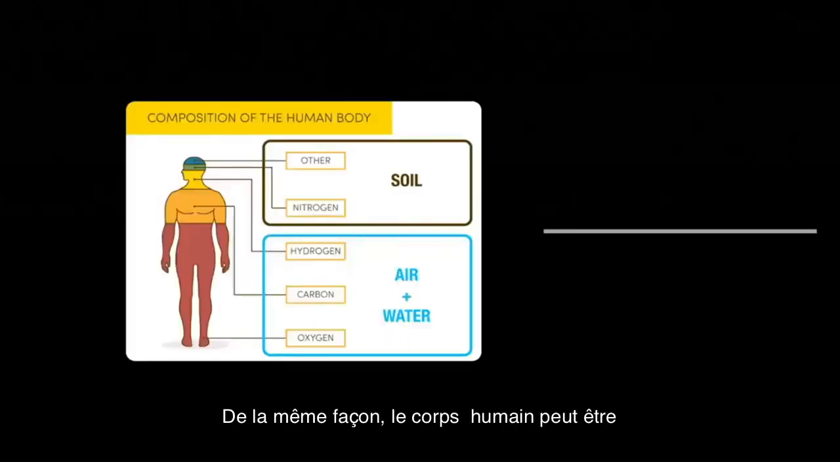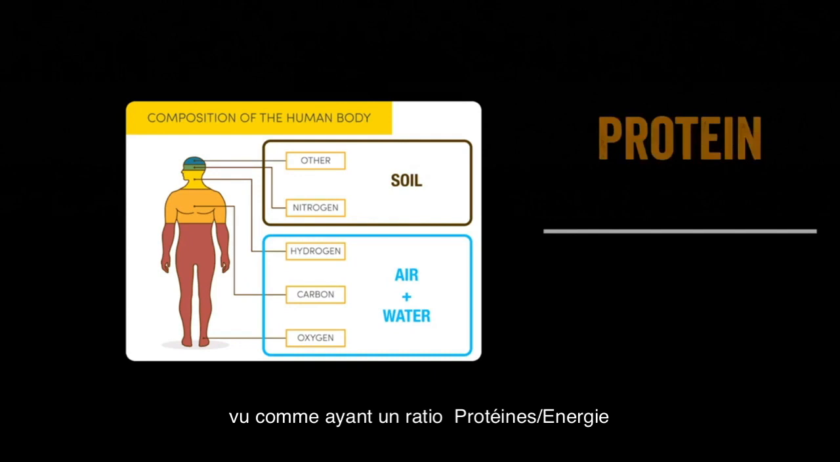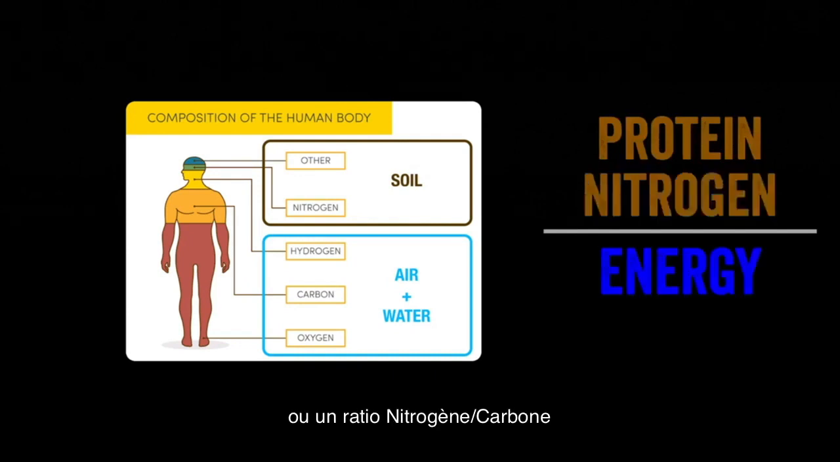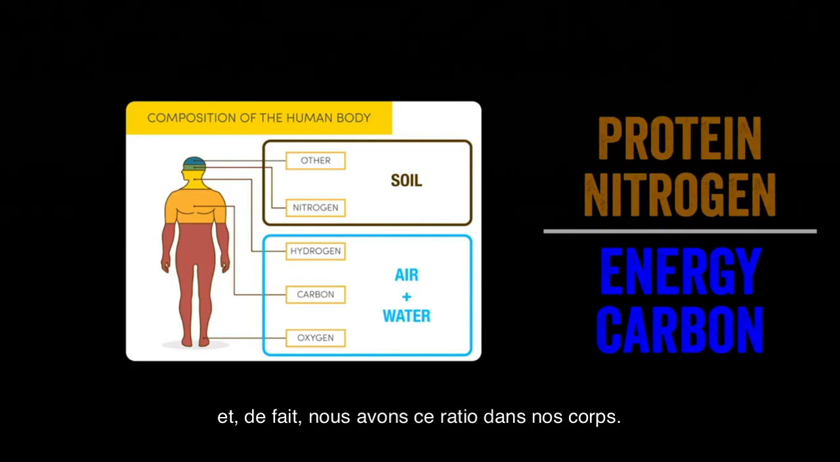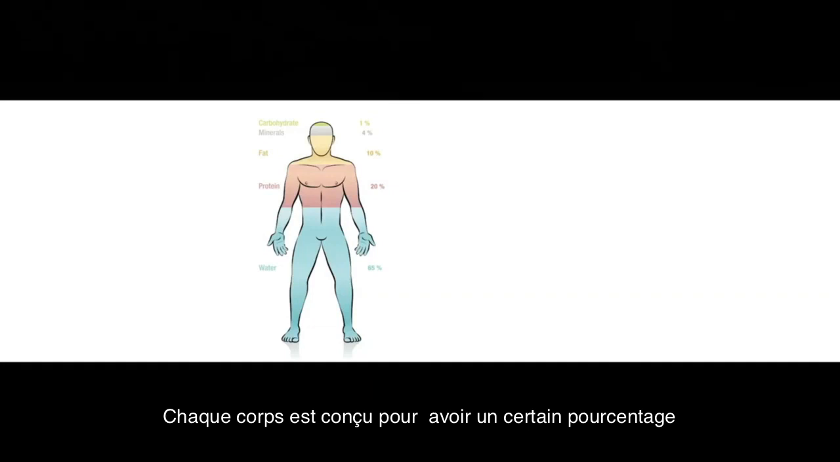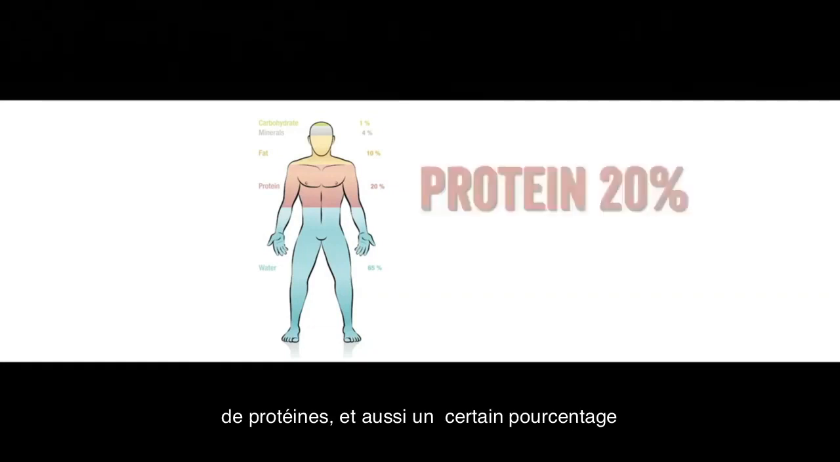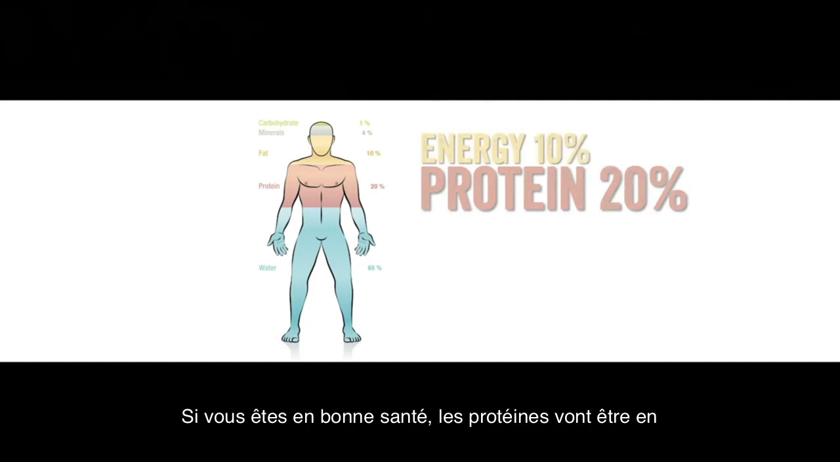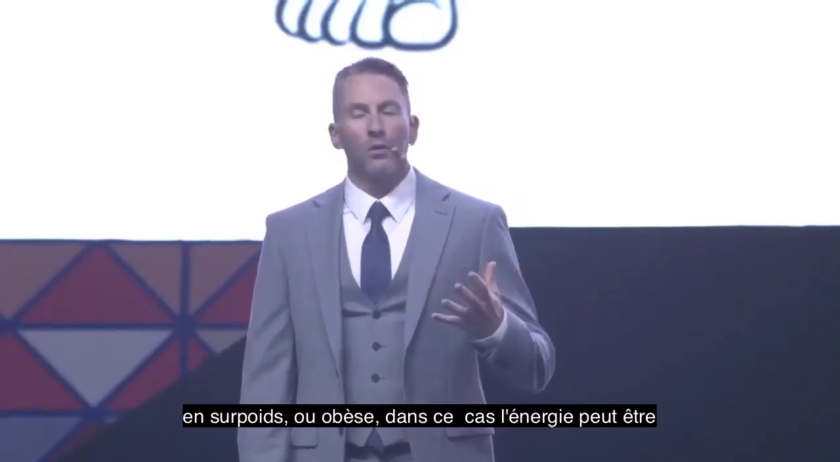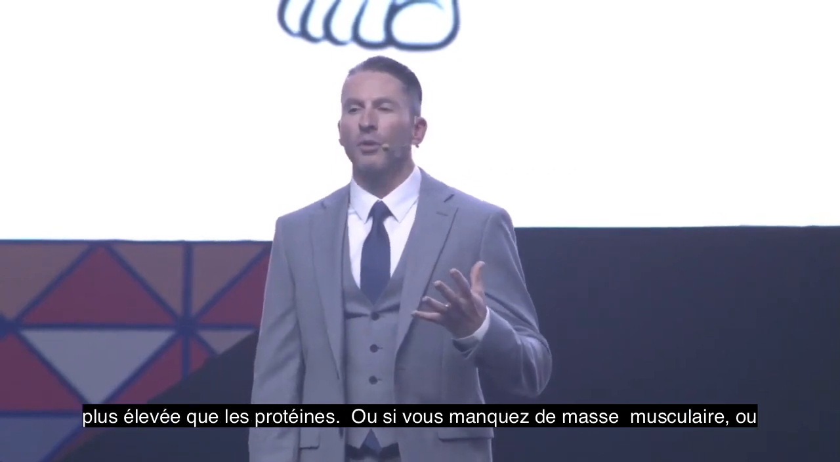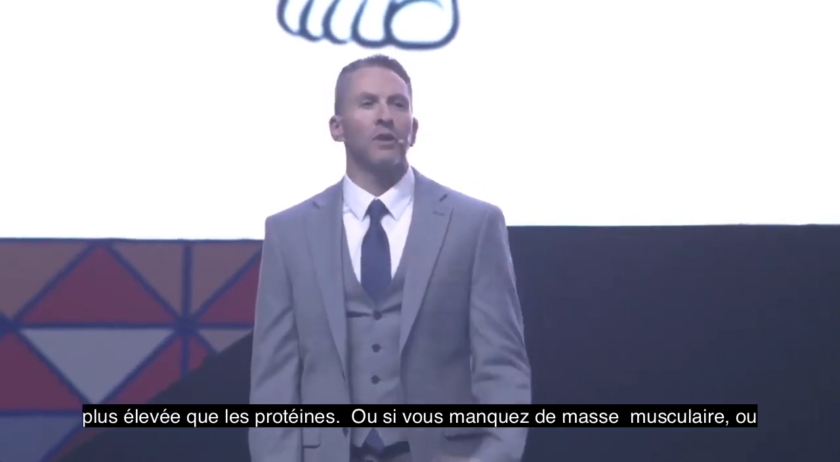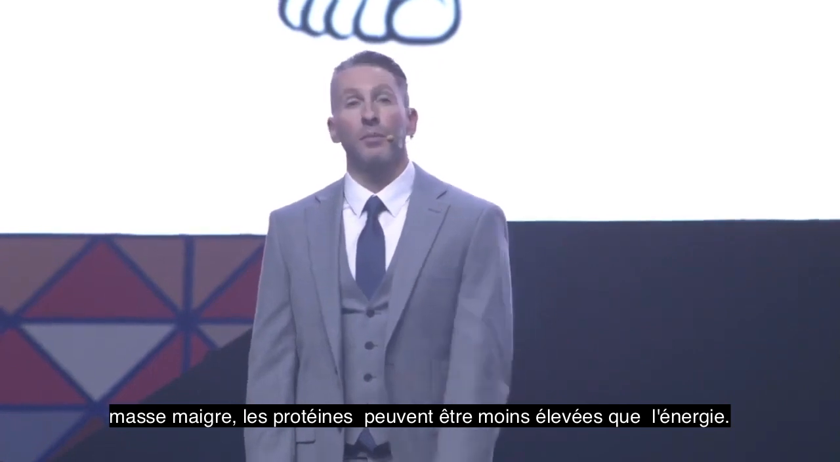And similarly, your human body could be thought of as having a protein to energy ratio, or a nitrogen to carbon ratio. And in fact, we do have this ratio inside our bodies. Everyone's body is designed to have a certain percentage of protein and then a certain percentage of energy. If you are healthy, protein is going to be higher than energy. If you are overweight or obese, then energy might be higher than protein. Or if you don't have enough muscle tissue or lean mass, then protein might be lower than energy.